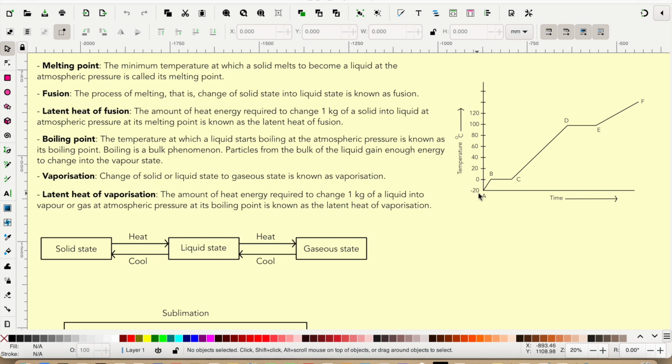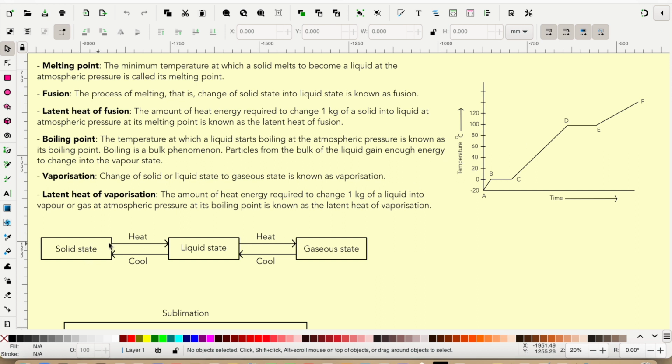At point A, ice is at minus 20 degrees centigrade. From point A to point B, temperature increases to 0 degrees centigrade, which is melting point of ice. From point B to point C, ice changes to water and temperature remains constant at 0 degrees centigrade. From point C to point D, temperature increases to 100 degrees centigrade, which is boiling point of water. From point D to point E, water changes to water vapor and temperature remains constant at 100 degrees centigrade. From point E to point F, temperature of water vapor increases.